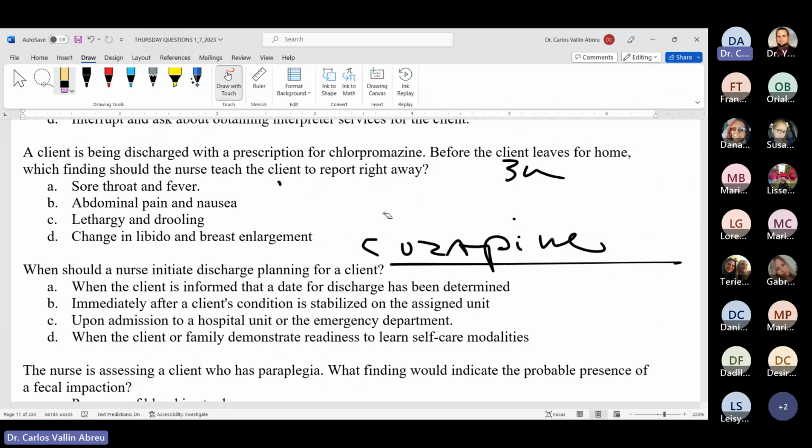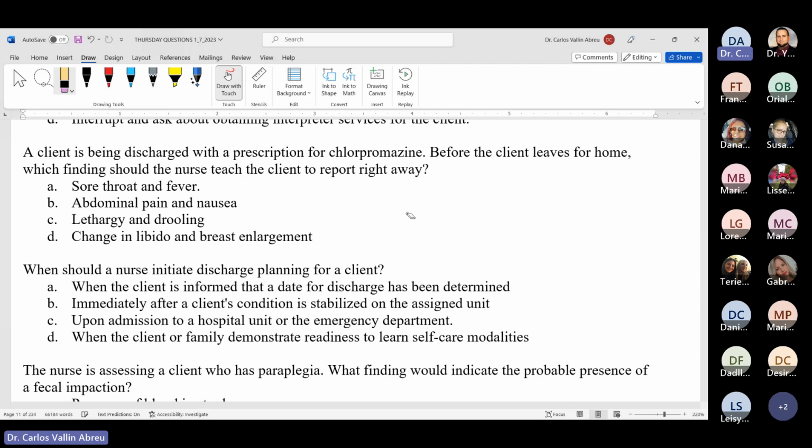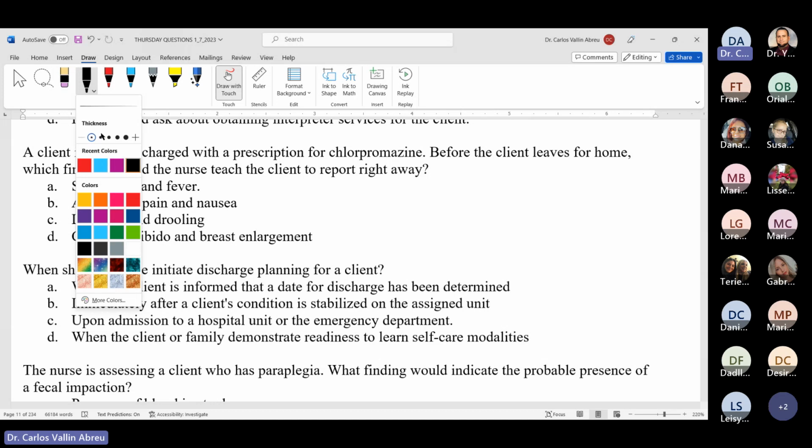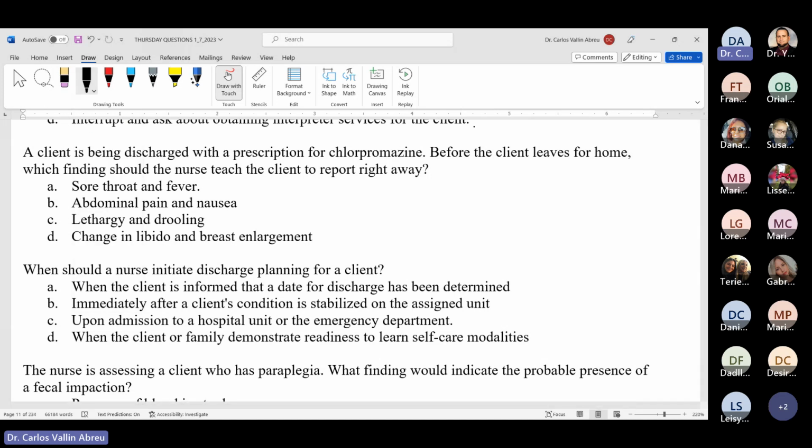So, a strategy. Sometimes you need to survive. Sometimes you don't need to know everything, especially in pharmacology. It's impossible that you learn all those medications. It's impossible. Not even those with good memory, the nerds.